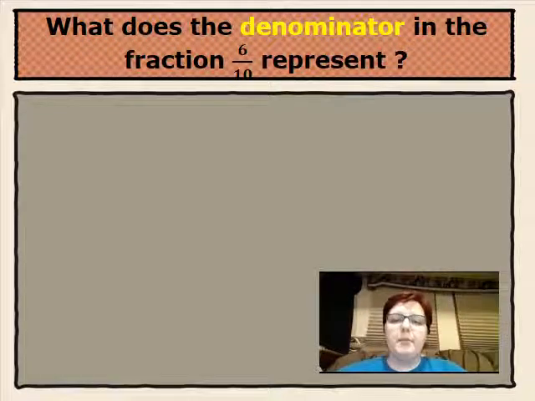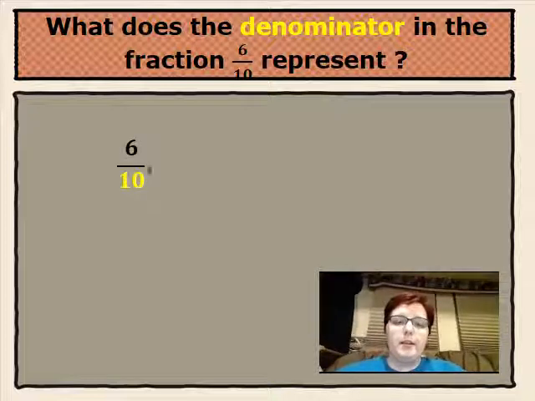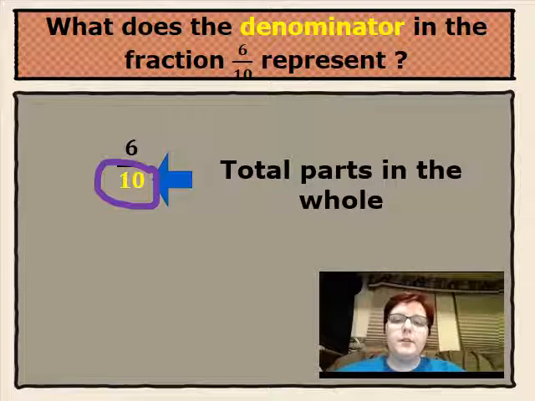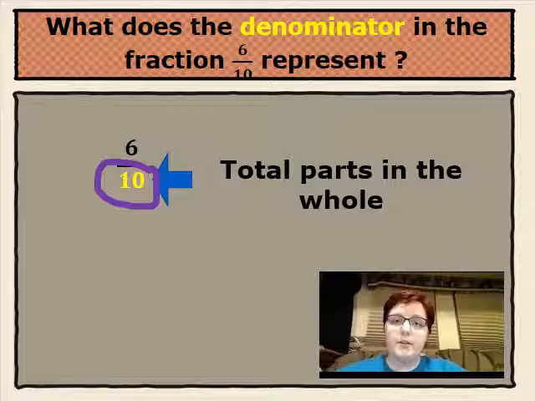What does the denominator in the fraction 6/10 represent? The denominator means the bottom number in a fraction. The bottom number in a fraction means the total parts in the whole. So, in this fraction, it means that there are 10 parts of the whole and only 6 are shaded in.